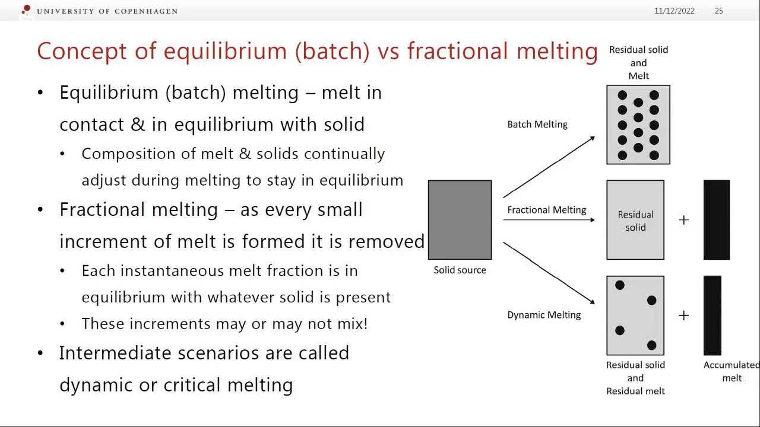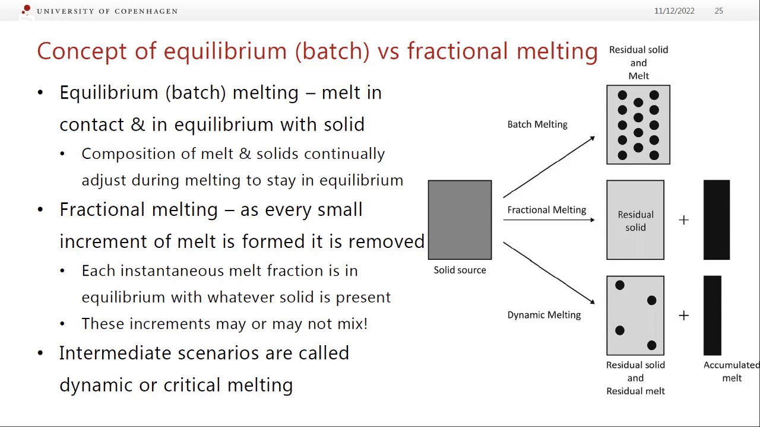For fractional melting, as soon as you make a tiny increment of melt, it's gone, right? And in the mantle, I think we talked about this, it is because basically the melt is less dense. It just gets squeezed out. It's like wringing water out of a sponge, right? It's less dense. There's the weight of mantle above it, and it just pushes it out. So you form a tiny bit of melt, and it goes. We also have this dynamic or critical melting. That's this intermediate process where we make a bit of melt, and it sits around. So this is like batch, but if we make too much melt, then it goes. So we're left with some melt that escapes, and some little bits of melt that's trapped in between.